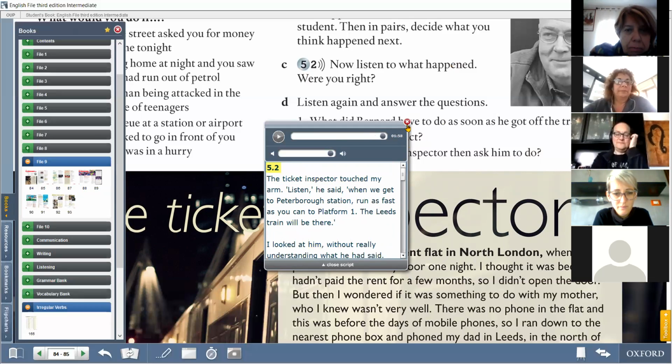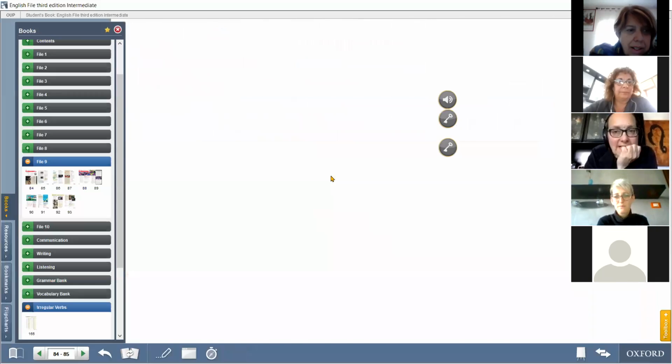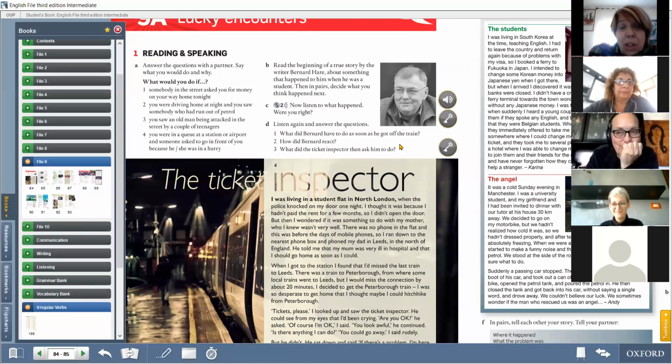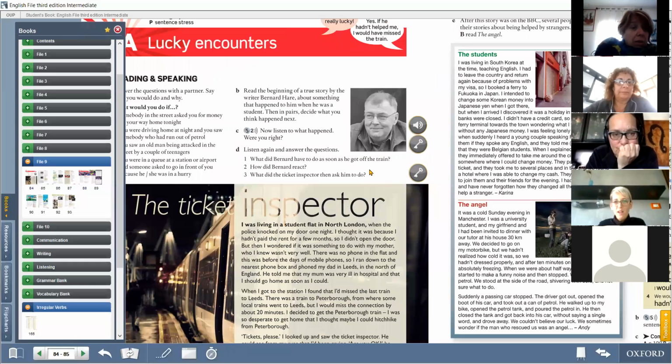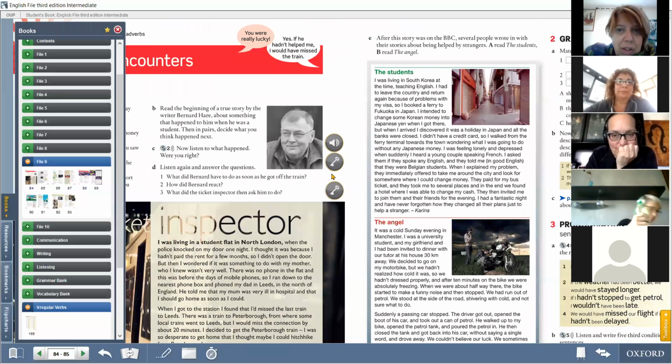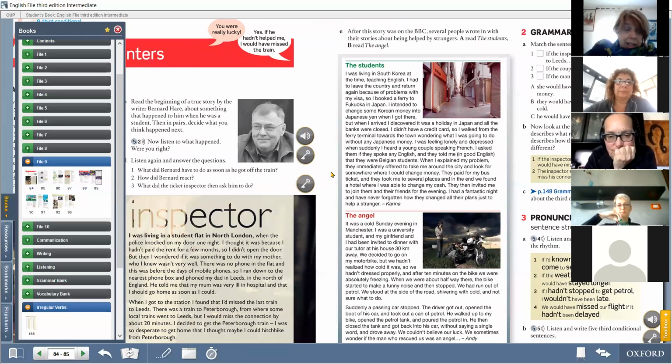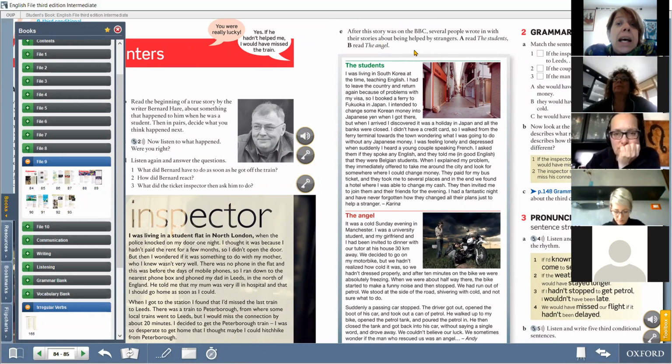Okay. Now it's more clear. Yes, even the hearing problem between the headphone and the computer, and to get everything is not so easy for you because you are on the other side of the computer. Okay, after this story was on the BBC, several people wrote with their story about being helped by strangers.